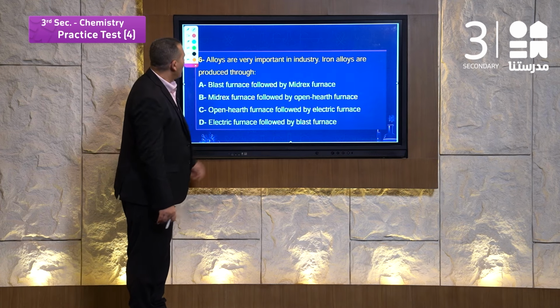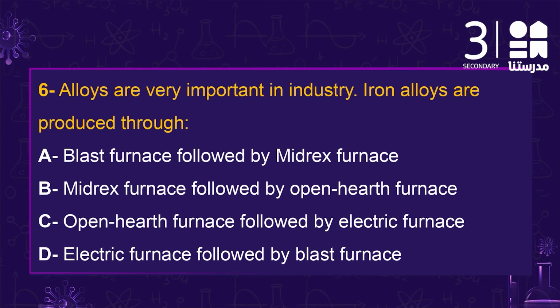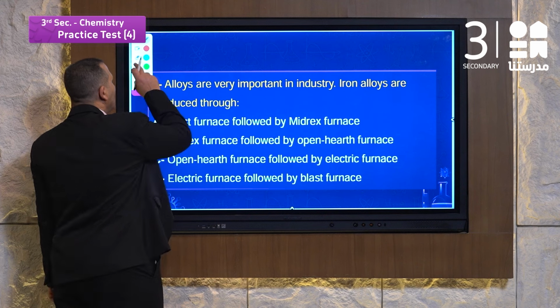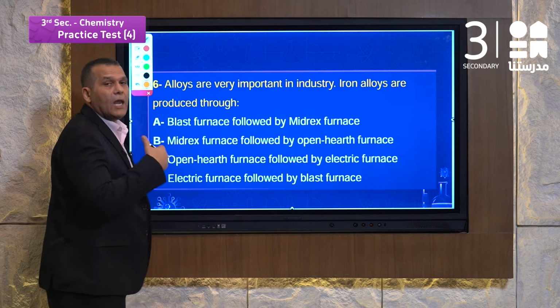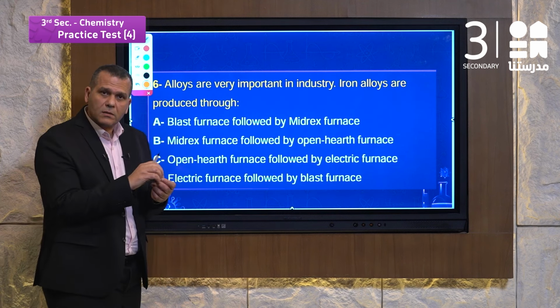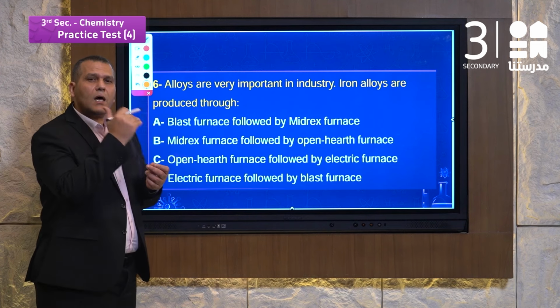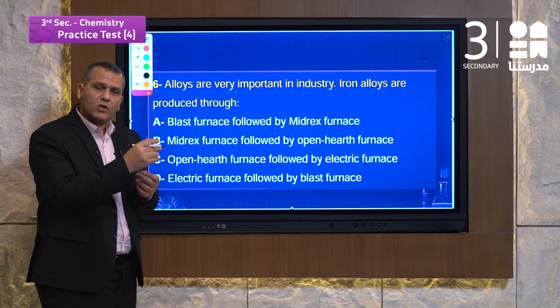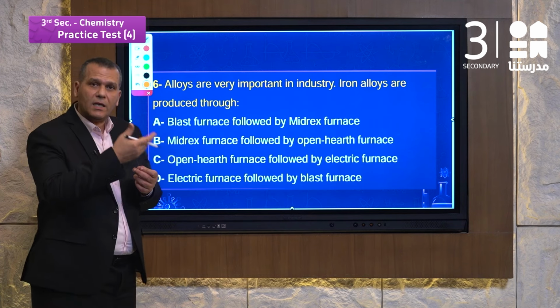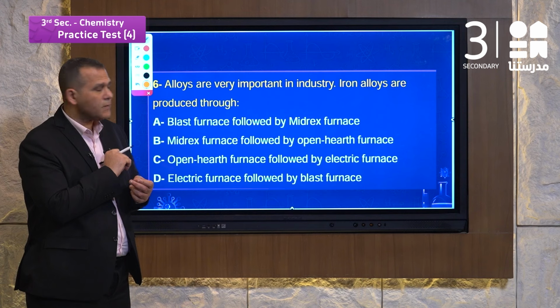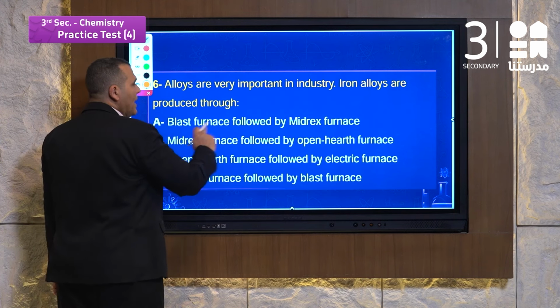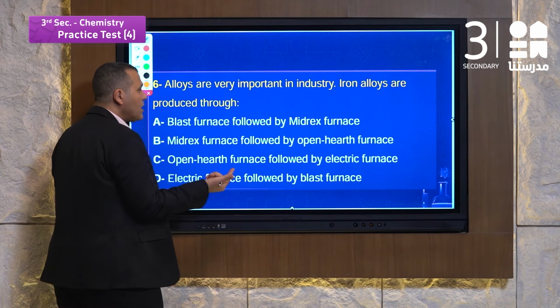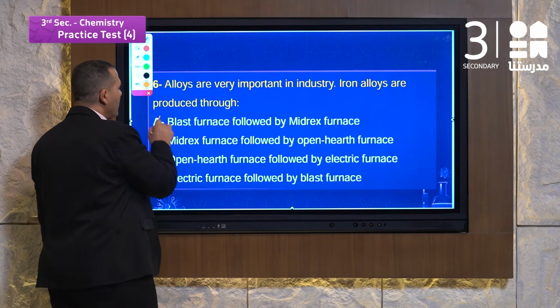The next question. Alloys are very important in industry. Iron alloys are produced through... We want to prepare an iron alloy. Iron alloys are formed in the last step of the extraction of iron, the production of iron, in which impurities are removed, then another element is added to form alloys. Are alloys formed in the blast furnace followed by the matrix furnace where we do reduction? Wrong.